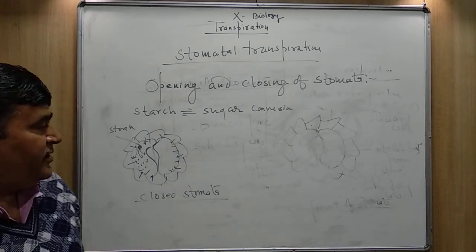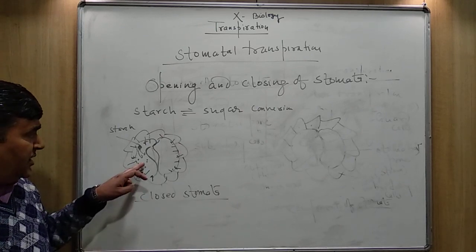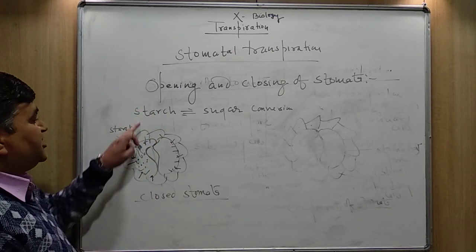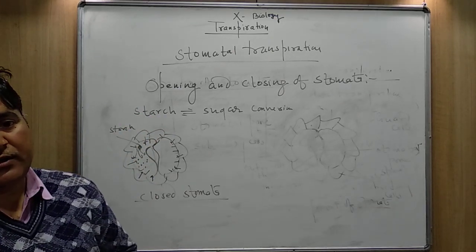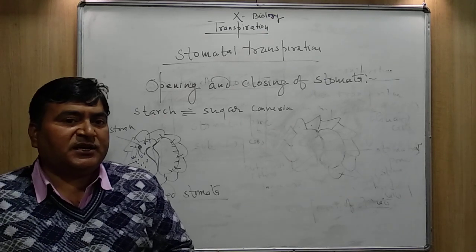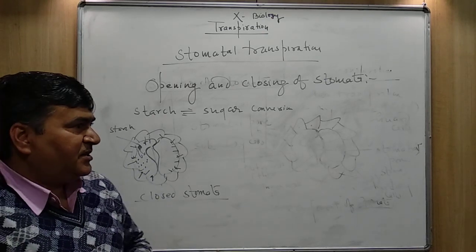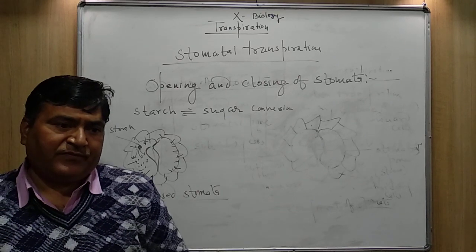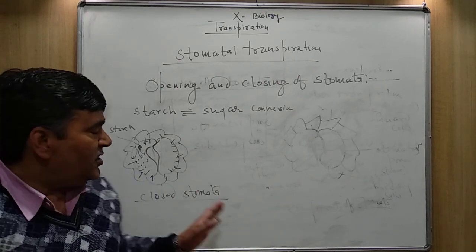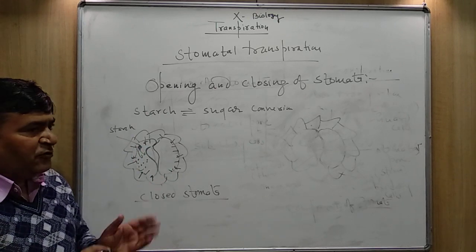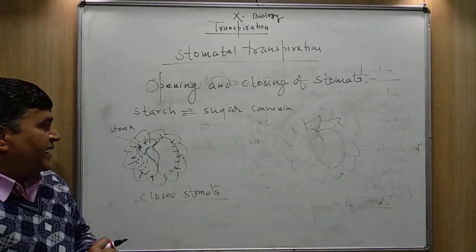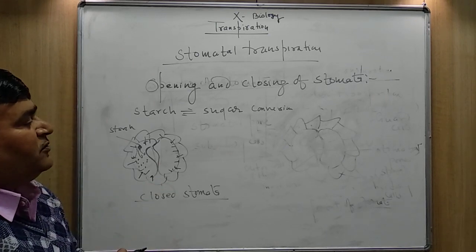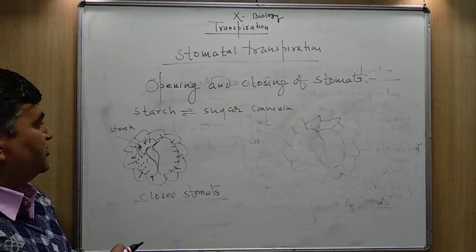When there is no light, the sugar is again converted into starch. The osmotic pressure of the guard cells decreases. It means the guard cells become hypotonic. It loses water. Water moves where? Outside. And the guard cells become flaccid and the stomatal pores get closed.